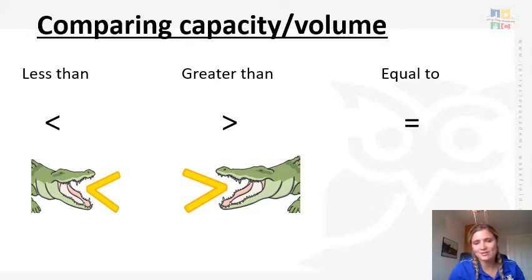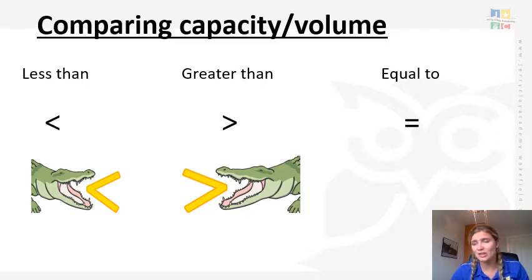So we're going to be moving on now to comparing the capacity or comparing the volume. Remember, capacity is the amount that something can hold, and the volume is the amount of liquid that there is. So we're going to use less than, greater than and equal to make our comparisons. Now remember, our greedy crocodiles love to eat the biggest slice, so they're going to eat the biggest number.